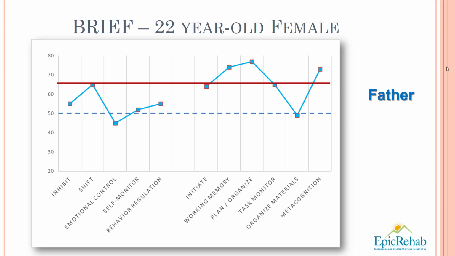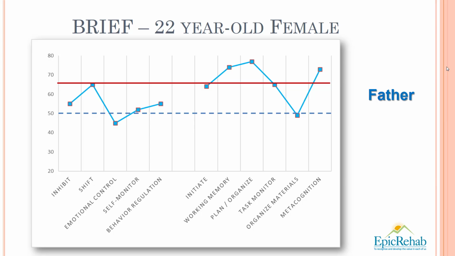Here we have the profiles of her father's rating of Judy. The profile uses a T-score, which is a normative score based on Judy's age, compared to other people in their late teens and early 20s. On the left side of the profile are the major emotional behavioral types of executive dysfunction. On the right side of the profile are the major metacognitive types of executive dysfunction.